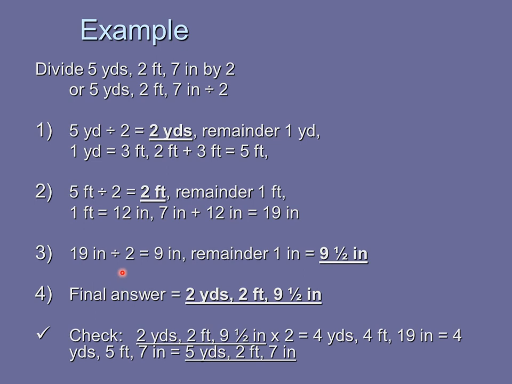Now you don't have anything left on the right side, so that is the lowest unit in the question. So just divide it as it is. So 19 inch divided by 2 makes it 9 and a half, right? So your inch is 9.5 inch. So the final answer: 2 yard, 2 feet, 9.5 inch.